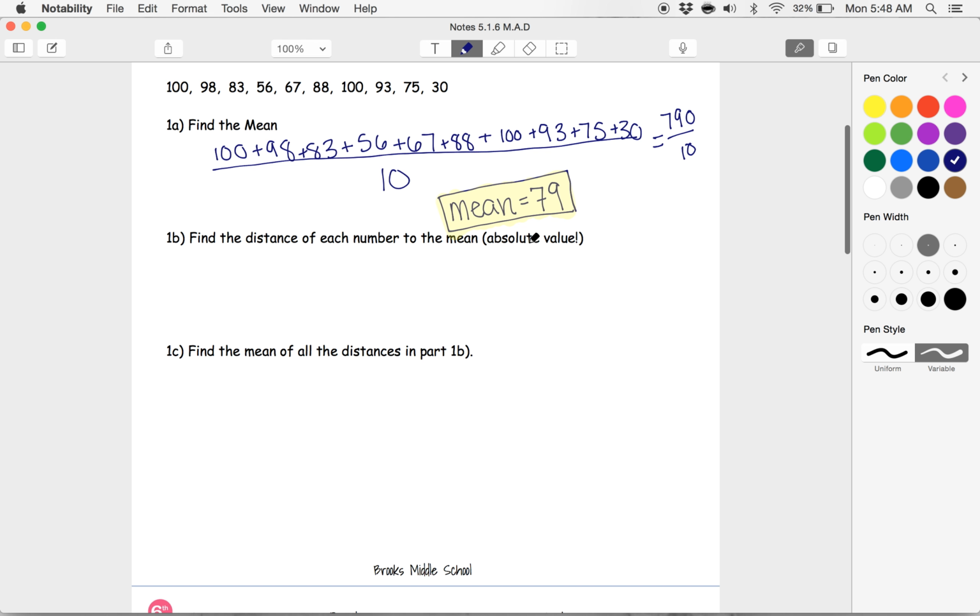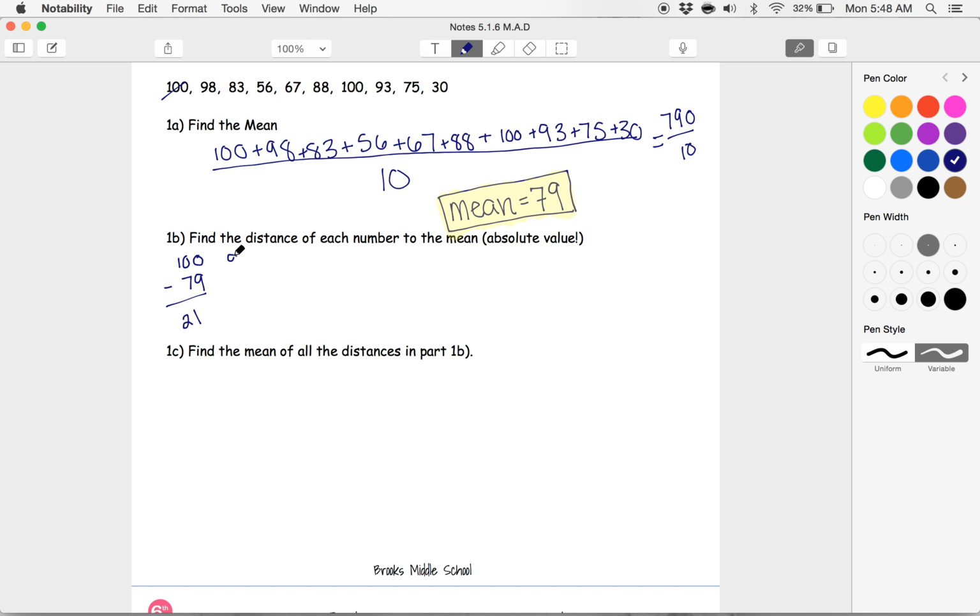And now they're talking about absolute value. So remember, absolute value is always going to be positive. So I need to find how far away each one of these numbers is from 79. So I'm going to start with 100. 100 is bigger than 79, so I'm going to do 100 minus 79, and I get 21. Okay.